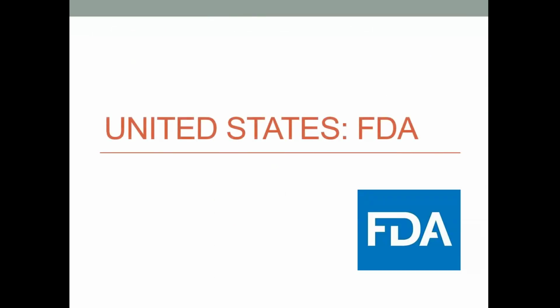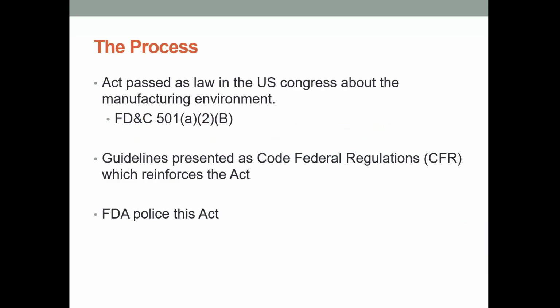In the United States, we have the FDA guidelines. These are the same, but just written in a slightly different way. They tend to be written more in a legal format. So the act in the US is passed in Congress about the manufacturing environment. It's the Food, Drug and Cosmetic Act, and the guidelines are presented as the Code of Federal Regulations, which we've talked about in previous lessons.